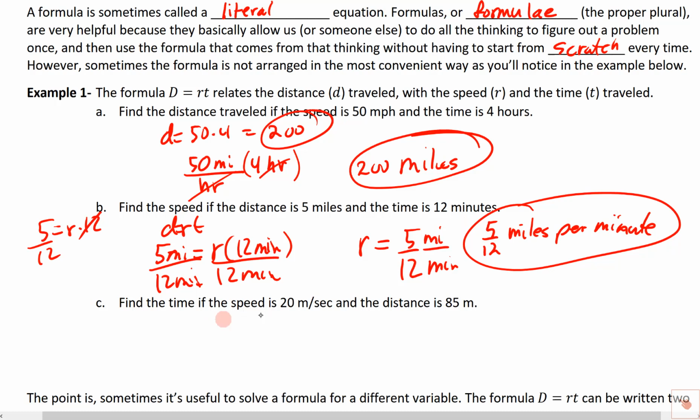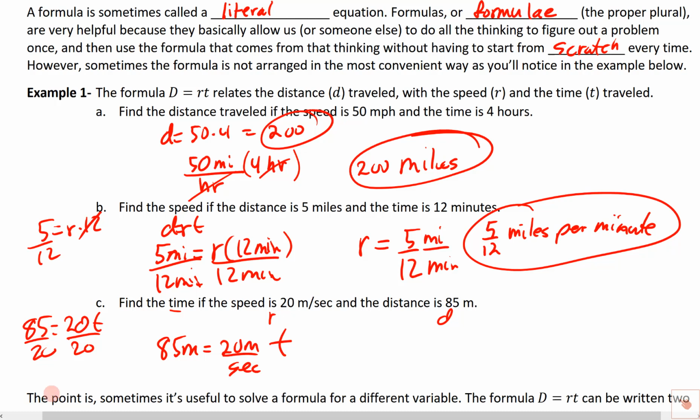And then it says find the time, so we're missing the time on this one, if the speed is 20 meters per second and the distance is 85 meters. So this is the speed, so this is r, and this is the distance. So I'm going to do 85 meters equals, this is the speed, 20 meters per second, and then times t. Now what I'd like you to notice about this is, again, you could just do 85 equals 20 times t. We're going to divide by 20, and then we'd reduce that and stuff like that.